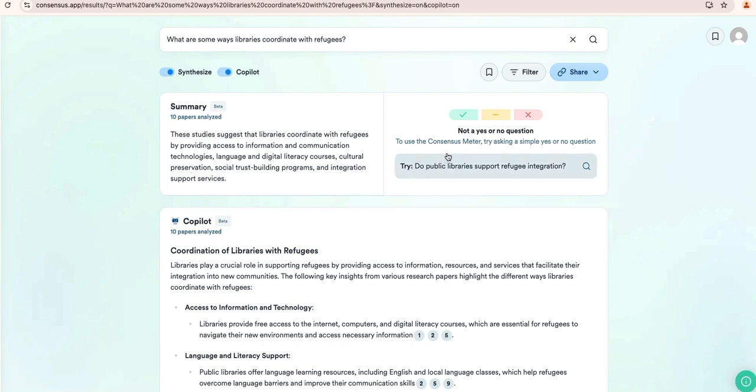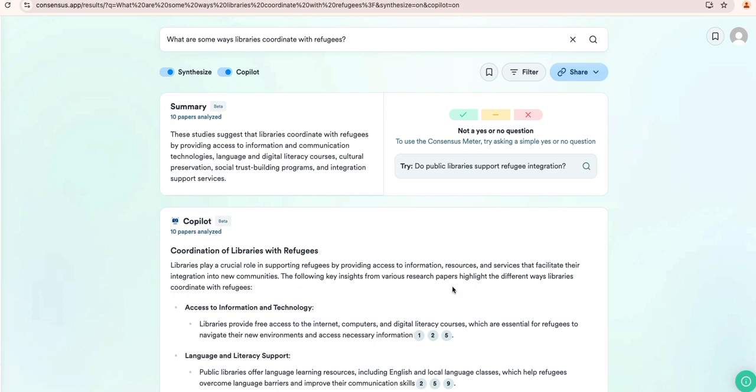A lot of people like the consensus meter over here, but I don't think it really would help much in terms of my question. Oftentimes people think of this as being associated more with science, but I think it works well for quote unquote non-scientific research, which is mainly what I'm doing, social science or education, library science.